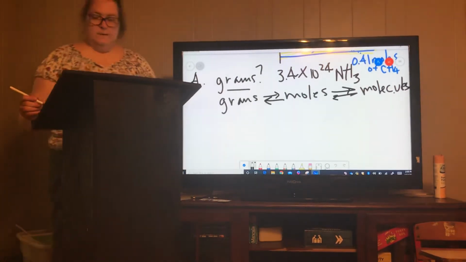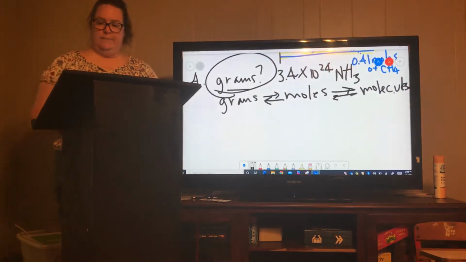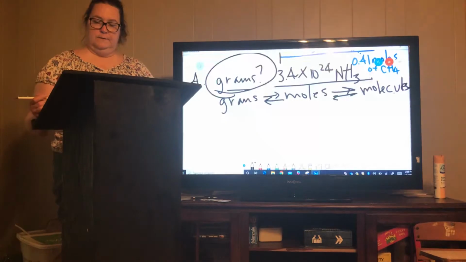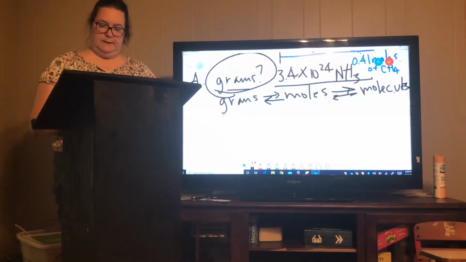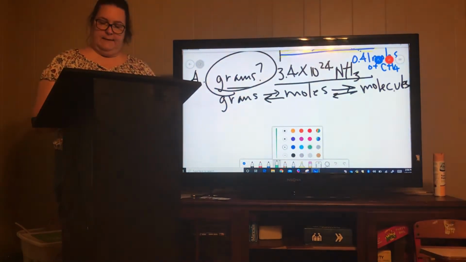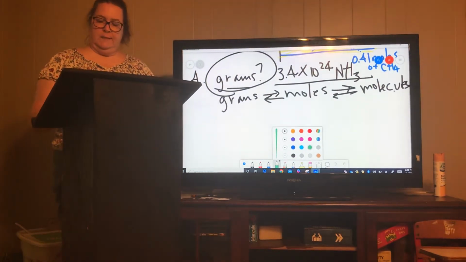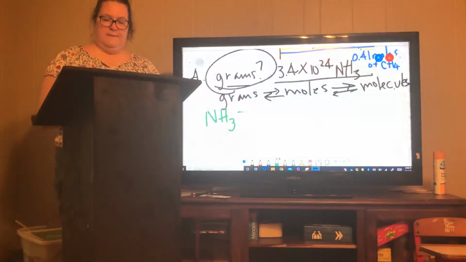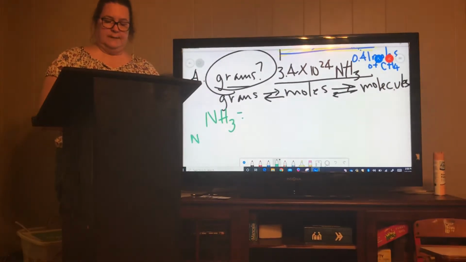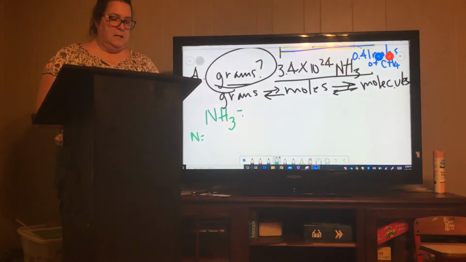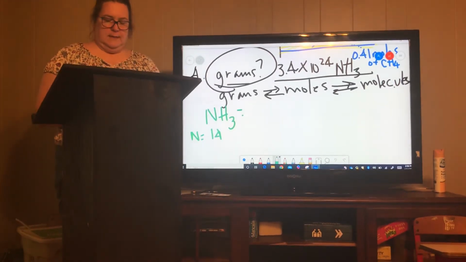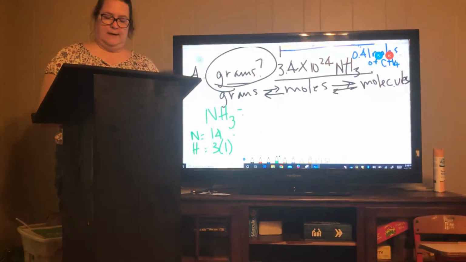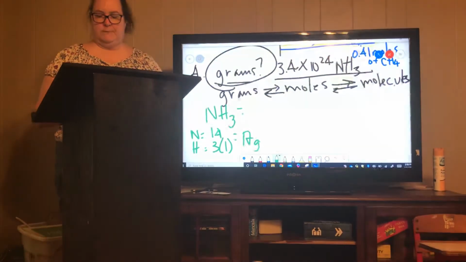Okay, so I'm wanting to find out grams. All right, and I know they give me the molecules. So the first thing I have to do is figure out the molecular mass of ammonia. If I do that, I know nitrogen, I just have 1, so that's 14. And I have hydrogen, that's 3 times 1, so that equals 17 grams per mole.